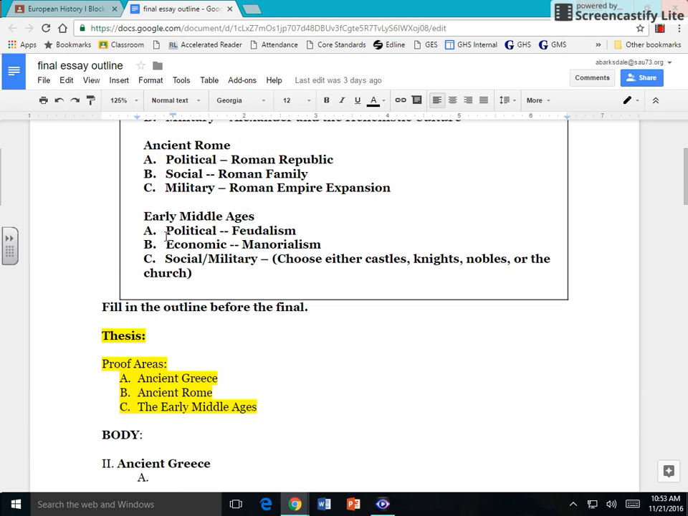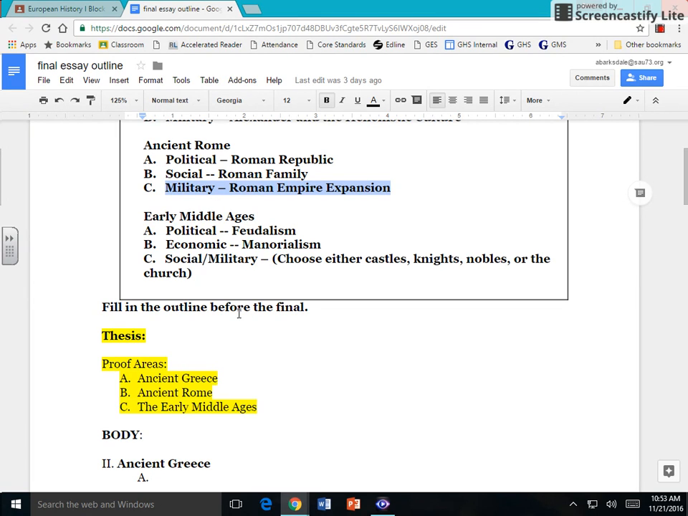For Rome, your A section would be about the Roman Republic. Your B would be about the Roman family, some aspect of the Roman family that developed civilization, and the military would be something about their empire expansion. This is a really important idea. I'm not asking you to talk about what you did for your project. Empire expansion would be something based around the Roman military. Use the Roman military notes that we did from the Roman foot soldiers, and those may help you with their empire expansion.